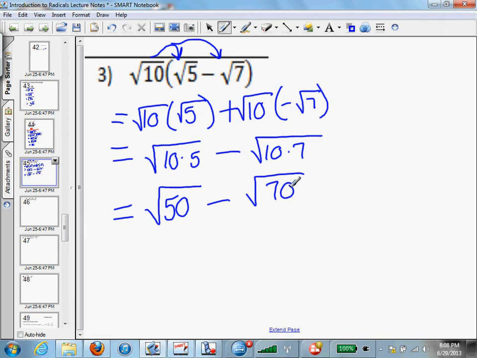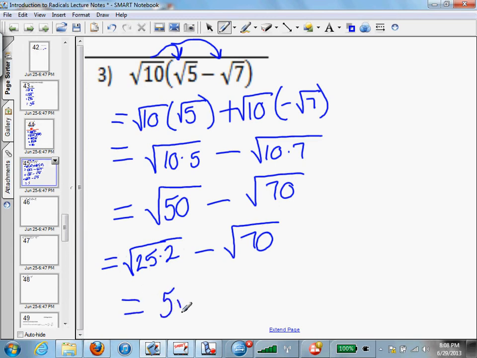Now let's go through and break down, if we can, anywhere we can use a perfect square. If you look at 50, 50 can be thought of as the product of 25 and 2. And the 25 can come outside of the radical as a 5, leaving the 2 inside, minus the square root of 70. And that is your final answer.